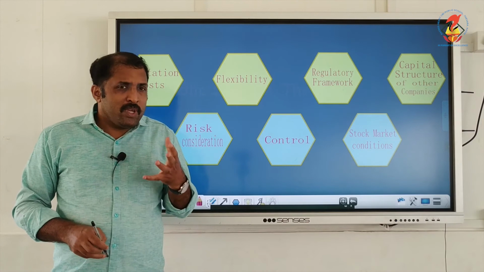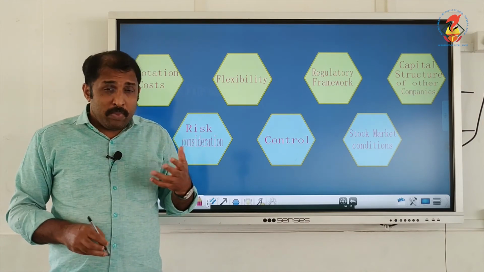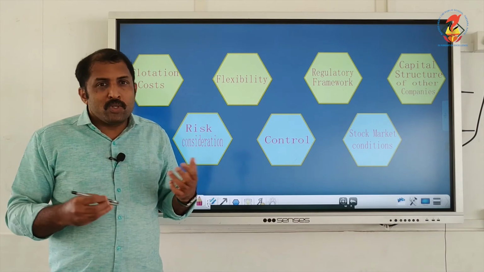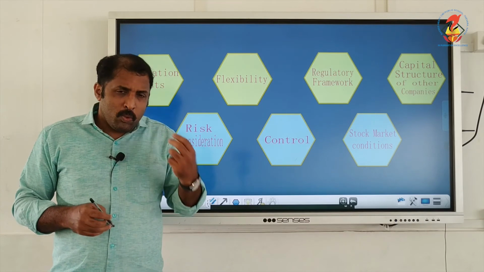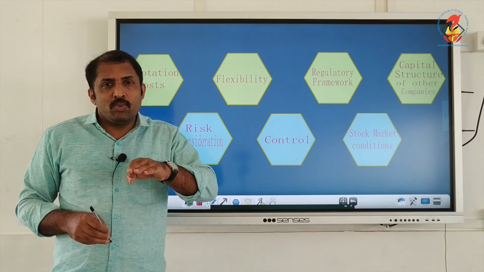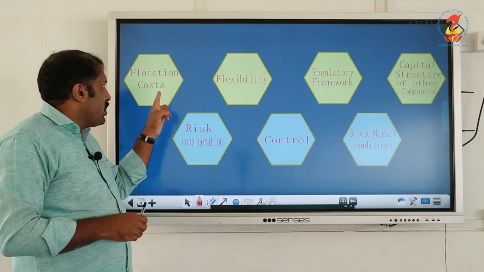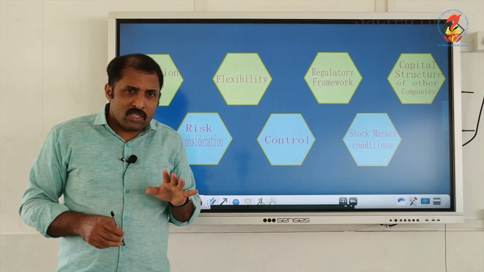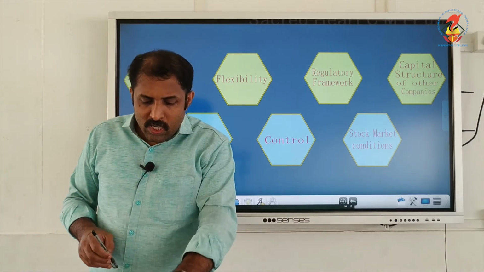For example, when we are taking a loan, there is not much amount to be spent for raising that loan, only some procedures. But when we are raising funds through equity shares or debentures, there is a certain amount of funds which we have to spend in that fundraising exercise. That is called flotation costs. So flotation costs are to be considered.